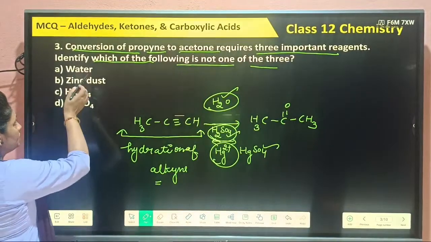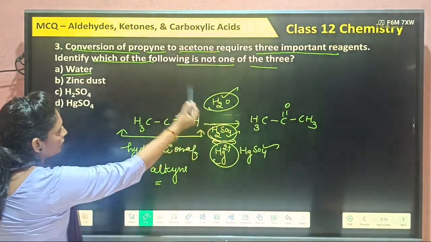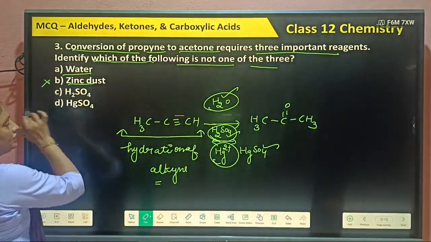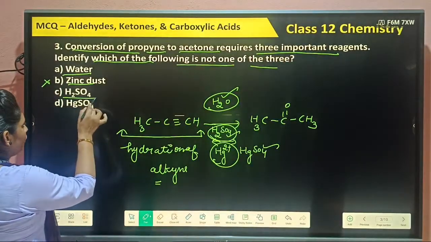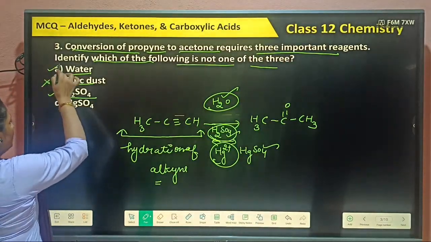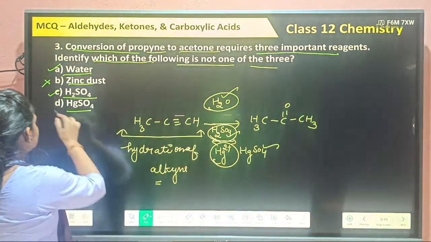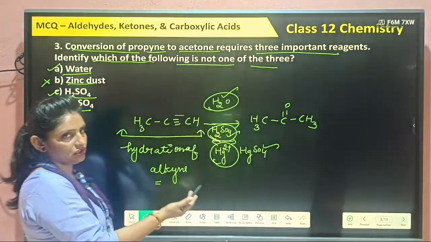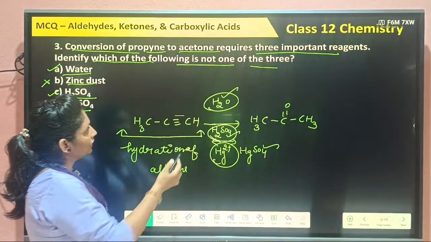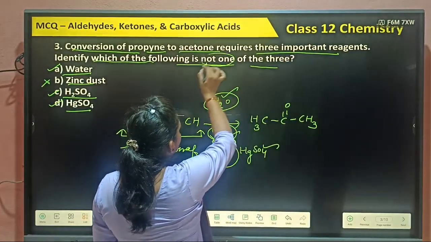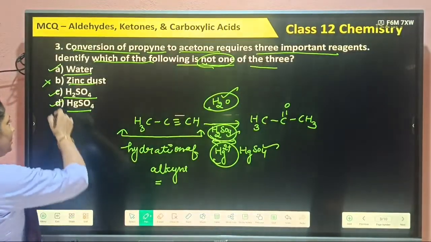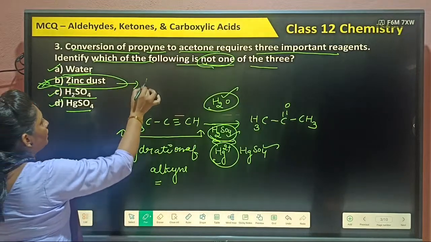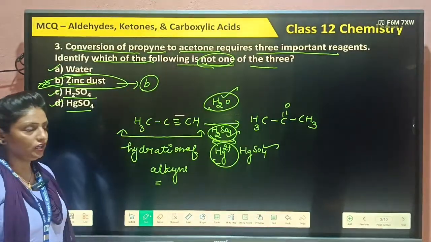Now see the options. Water: yes, we take water in hydration of alkyne. Zinc dust: no, we do not take zinc dust. H2SO4: yes, we take this one also. HgSO4: yes, we take this one also. But zinc dust we do not take for this reaction. He is asking which one is not one of the three reagents, so zinc is not the reagent. So students, the right option will be B.